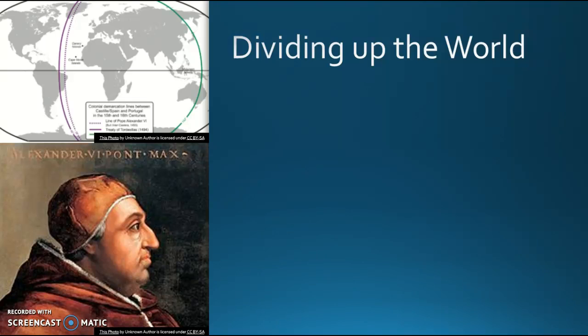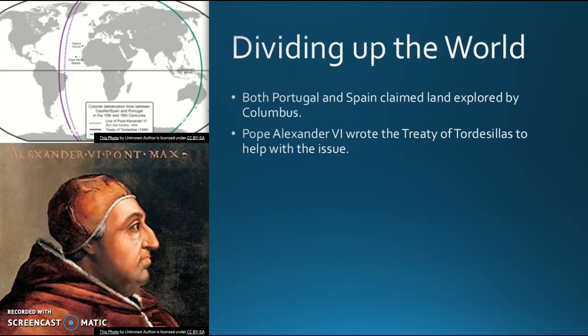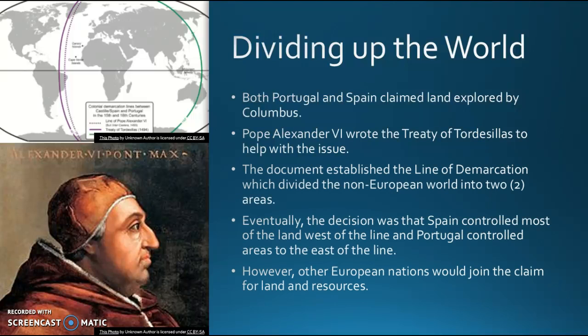So, dividing up this world. Both Portugal and Spain claimed land explored by Columbus. This is going to be a problem, and both countries are heading into conflict, moving towards war. So Pope Alexander VI, you can see right down here, decided to write something called the Treaty of Tordesillas to help with the issue. The document created the line of demarcation, which divided the non-European world into two areas. You can see it here. This dark purple line is what happened.